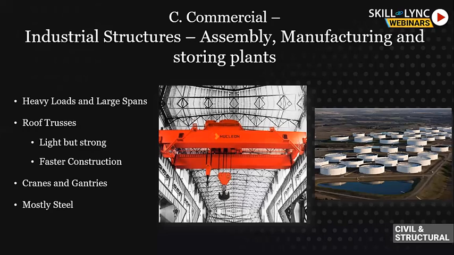Now, the one good part of the commercial industrial structure is that the roof can be very light. It is typically steel with light sheet metal on top of it. Again, you want it to be faster in construction, because in industries, time is money. So you just don't want to spend more time constructing those.